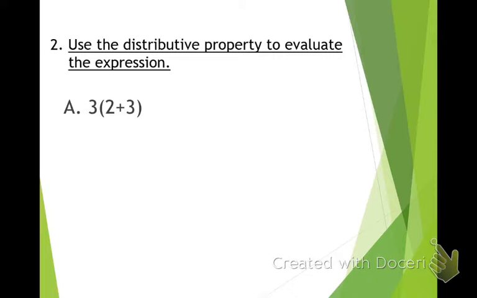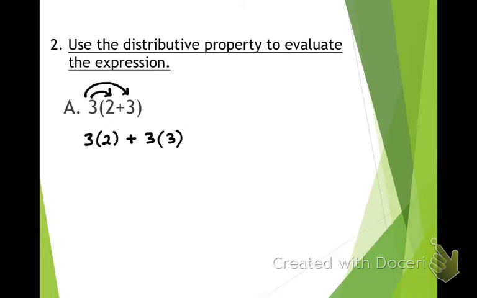These instructions ask us to use the distributive property to evaluate the expression. So let's take our pencils. In order to show me you understand distributive property, you're going to show me that you are distributing that number on the outside to everything on the inside. So the first part is going to be 3 times 2. Now we're just going to use parentheses to show us multiplication. Bring down your plus sign. If I multiply the 3 times the 2, I also have to multiply the 3 times the 3.